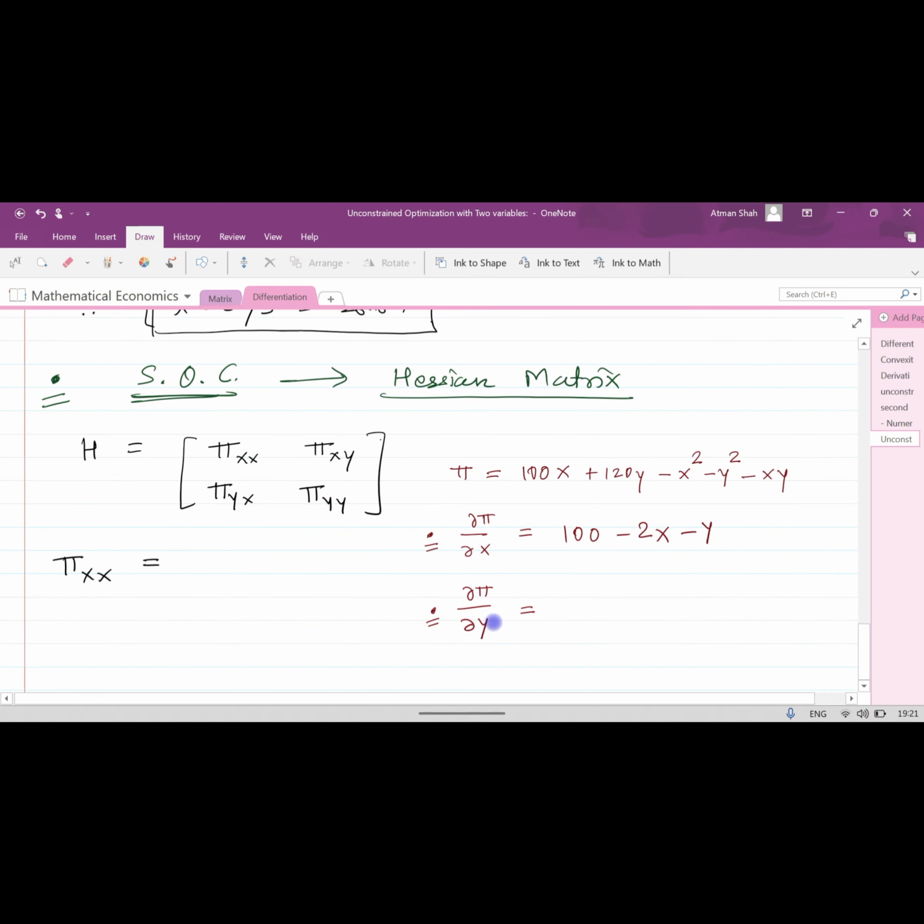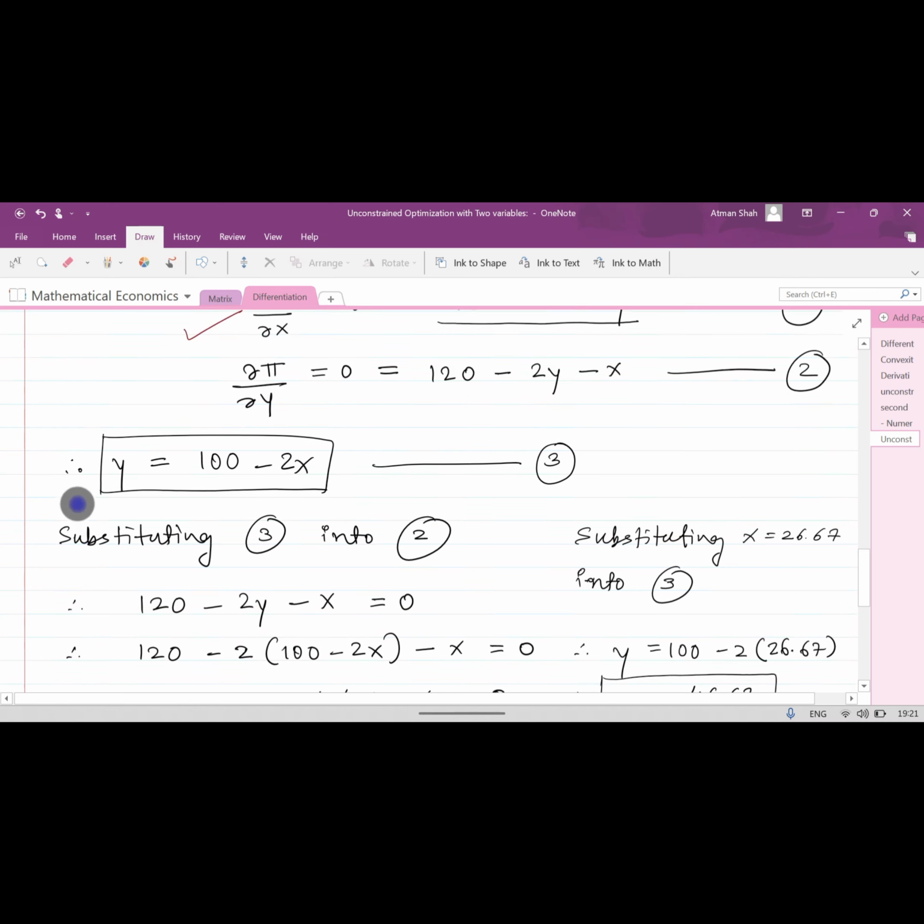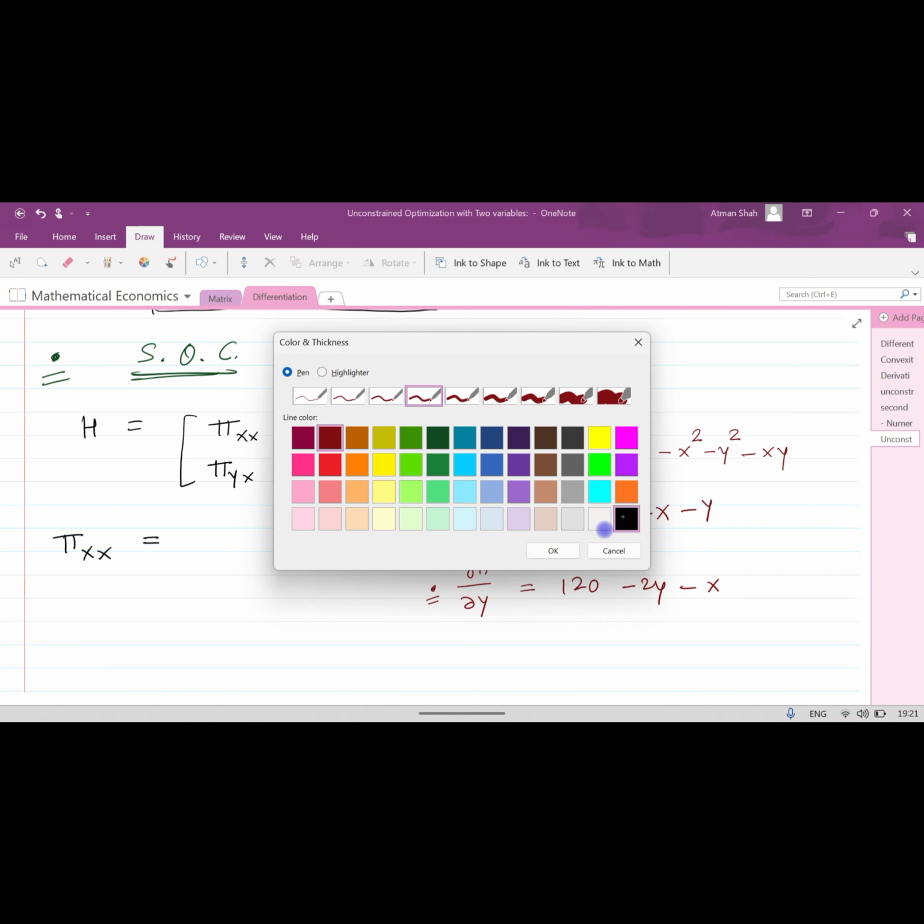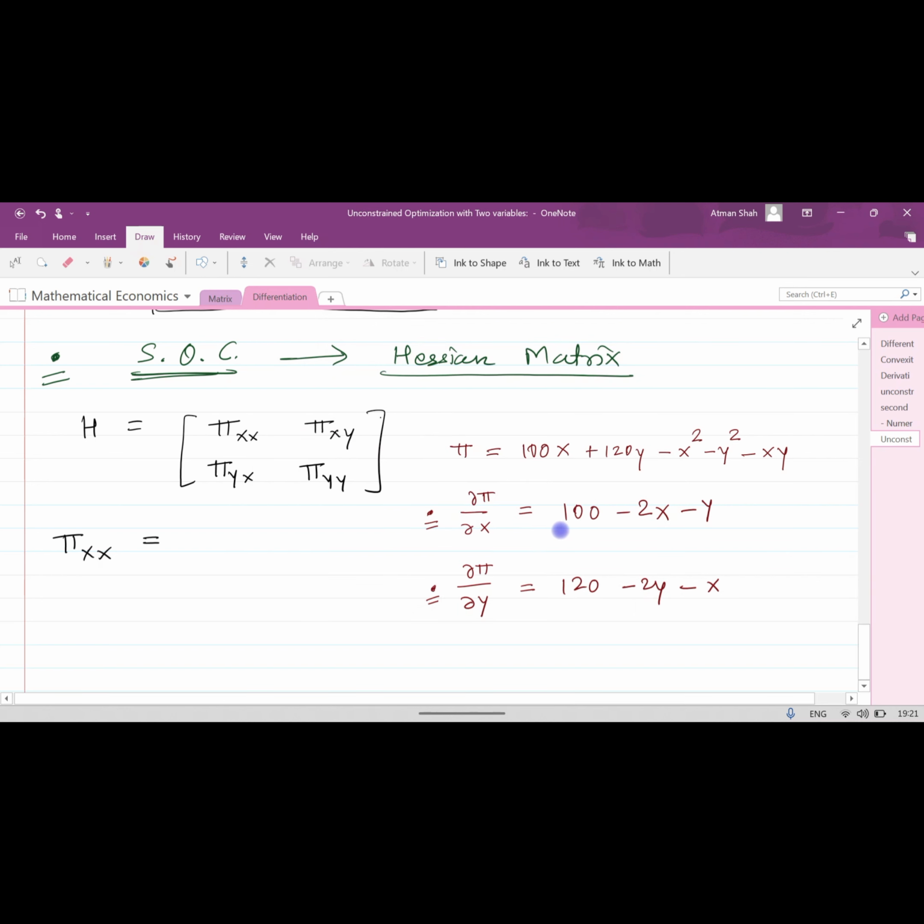And what is del pi by del y? See the value of del pi by del y. It is 120 minus 2y minus x. So let's see the value of pi xx. Now we differentiate this function with respect to x again. So pi xx is minus 2. Then find pi xy. Differentiate this function with respect to y. So pi xy is minus 1.